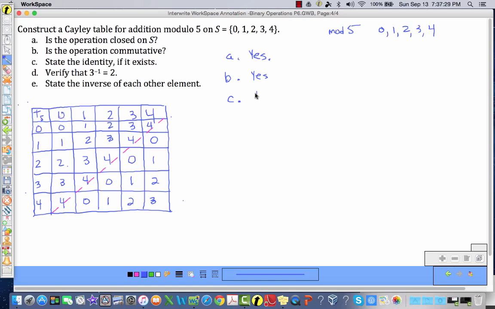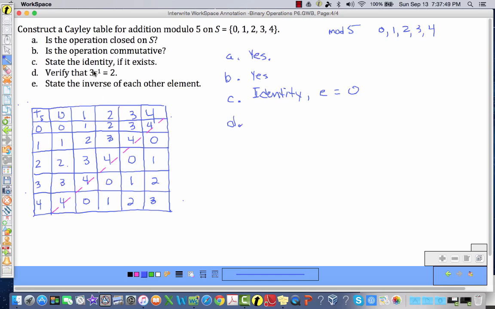So the identity E is equal to 0. Again, why is that? Well, what did I do? I added 0 in mod 5 and I got the identity. Okay.